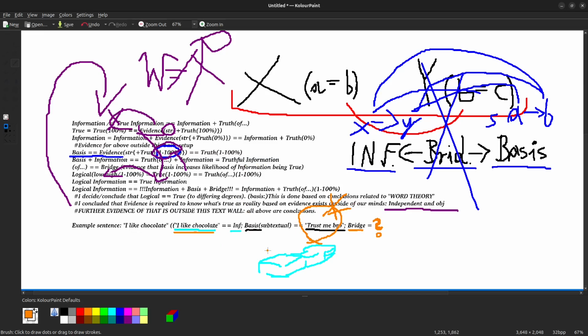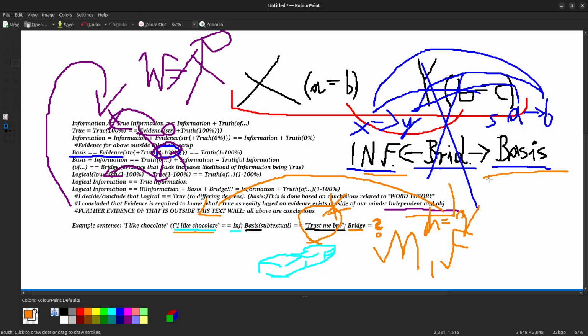Anyway, the point is that normally the memories and feelings, and in this case, for instance, the bridge saying that presumably chocolate equals good, they like chocolate. Again, you need to say the exact same thing, because the information and the basis need to be exactly the same.